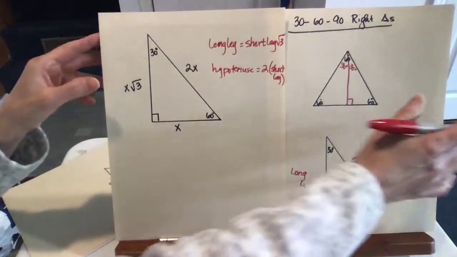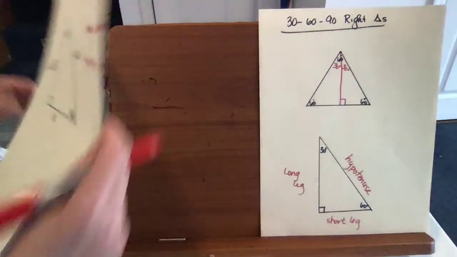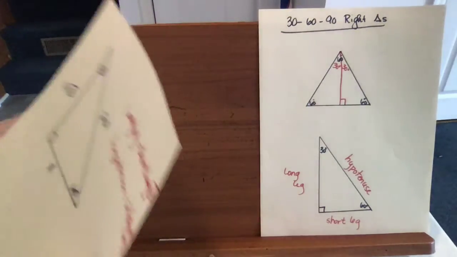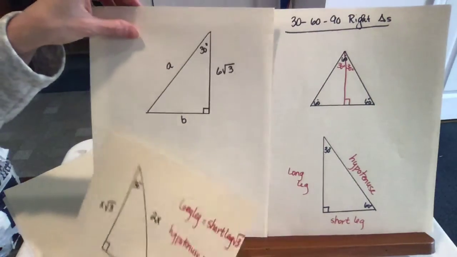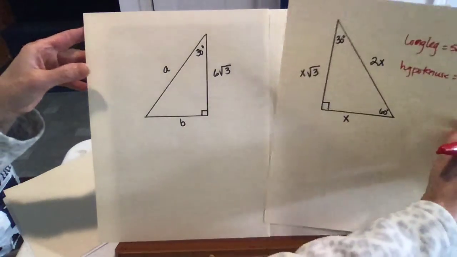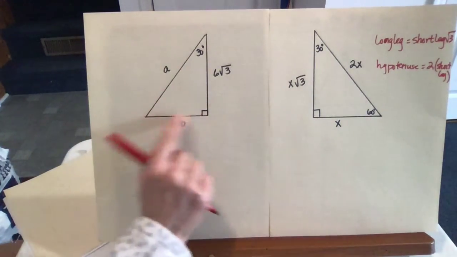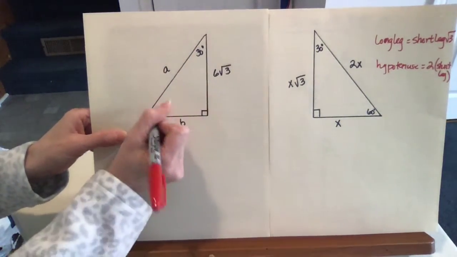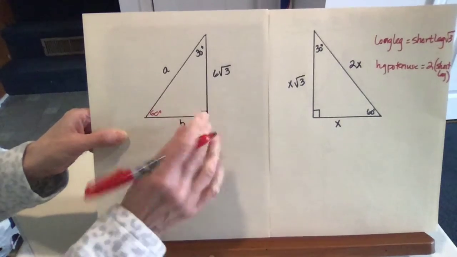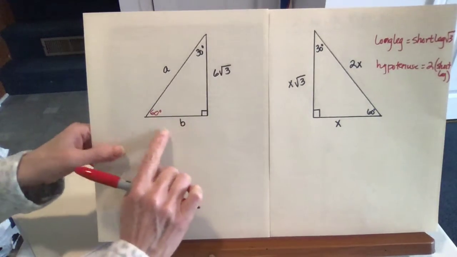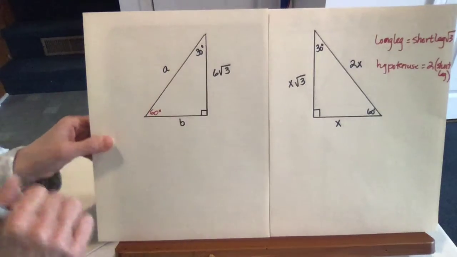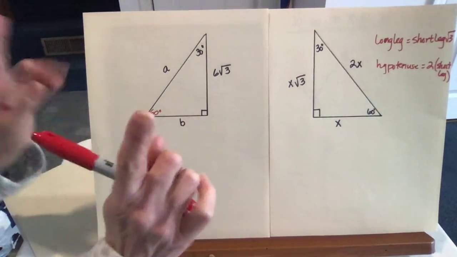All right, so I'm going to keep those over here, and we're going to come up with a new problem so that we can work it out. So we have a 30-60-90 right triangle because we have 30 degrees here, so the rest of it has to be 60, and that's our 90 degrees. We want to find B and A. Now, A is our hypotenuse, and B is our short leg.